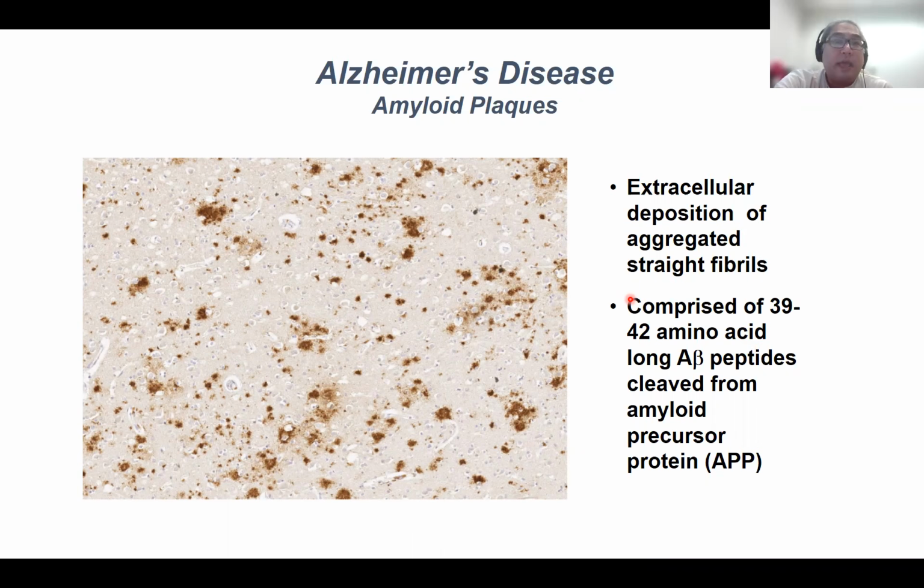So CAA is a very common observation in the setting of Alzheimer's disease, but of course we know that CAA can also happen outside of Alzheimer's disease and cause these devastating lobar hemorrhages because the vessels become fragile.